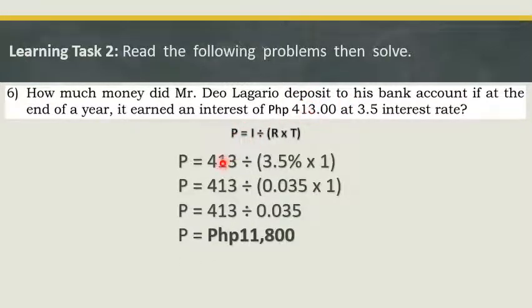So, yung I natin, 413. Ang rate natin is 3.5%. And at the end of the year, so ibig sabihin 1 year. So, unahin natin yung nasa loob ng parenthesis. So, yung 3.5% times 1. So, yung 3.5%, convert natin into decimal, magiging 0.035 times 1. So, as is siya, so yun pa rin siya. 413 divided by 0.035 is 11,800. So, ito po yung dineposit ni Mr. Deo sa bank.